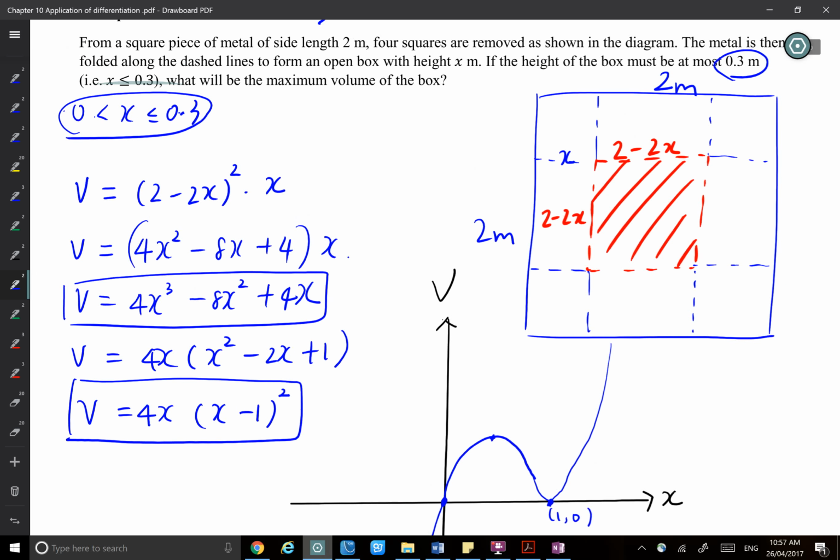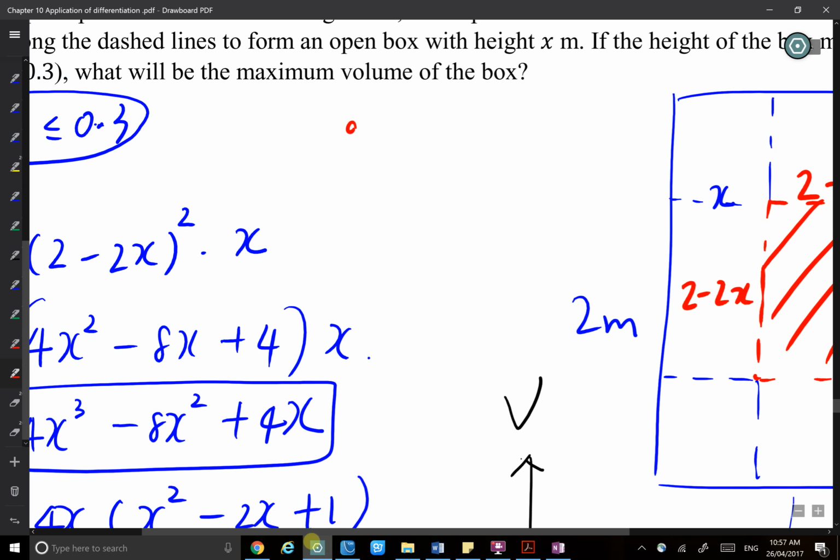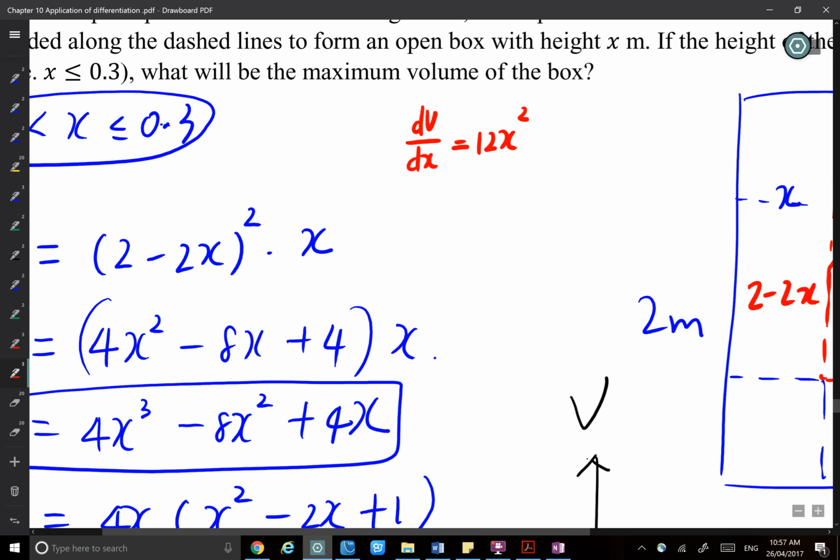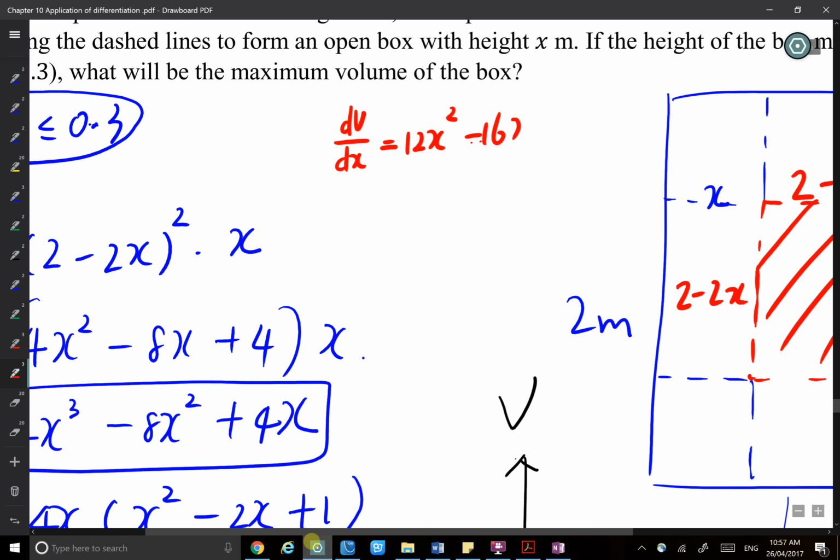To find this turning point, you want to find dV/dx first. dV/dx equals 12x squared minus 16x plus 4. And you want to solve that equal to 0. If you solve that equal to 0, it's 3x squared minus 4x plus 1 equals 0.